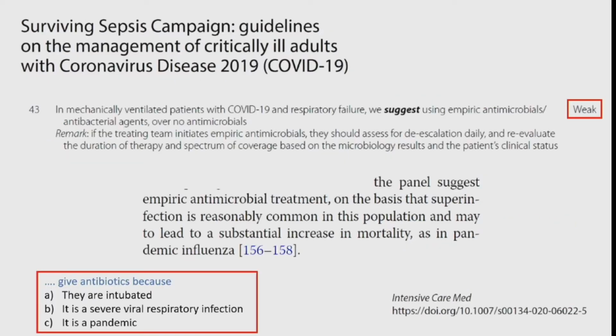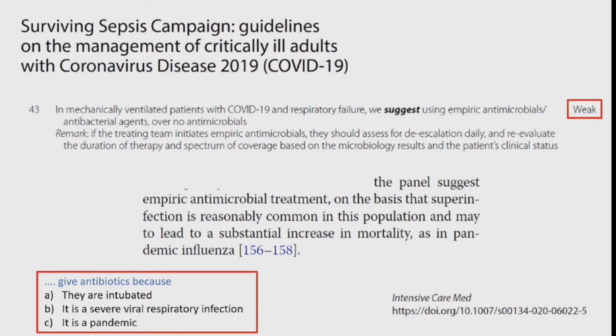Now, if you look at the Surviving Sepsis Campaign, in terms of mechanically ventilated patients in COVID-19, they suggest to use empirical antibiotics. Now, this is a very weak recommendation. And as you can see, the panel suggests empirical antibiotics on the basis that superinfection is reasonably common in this population, and it may lead to a substantial increase in mortality.